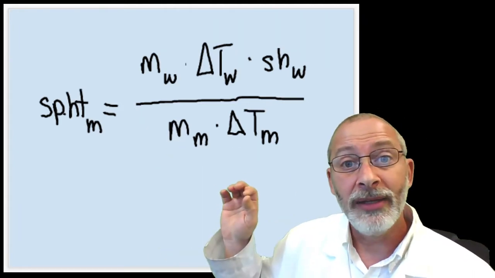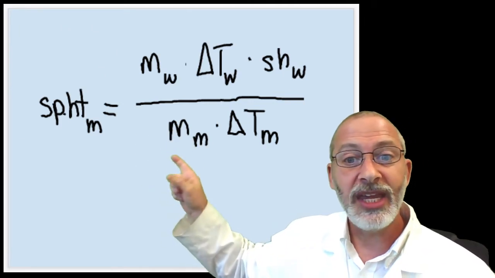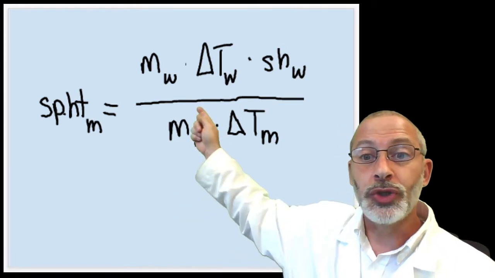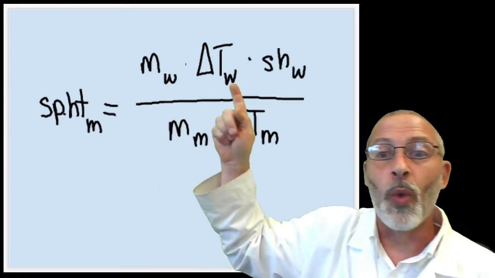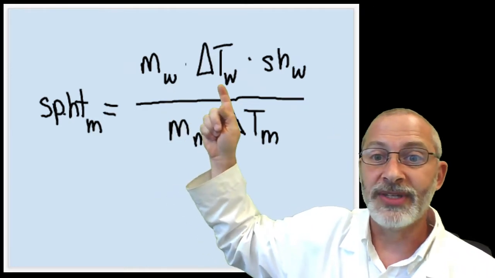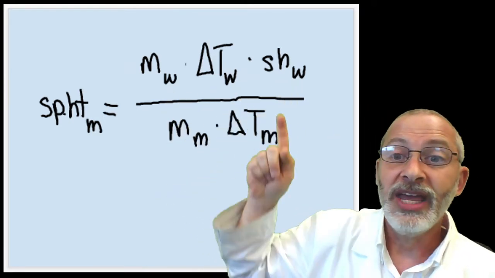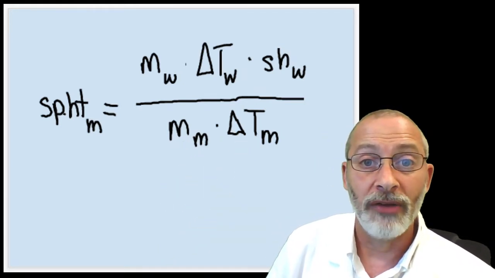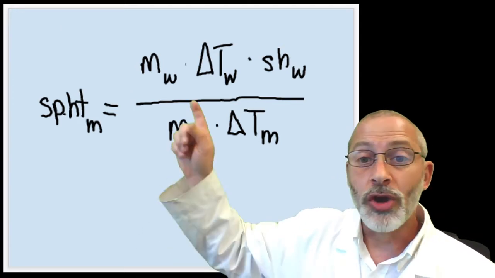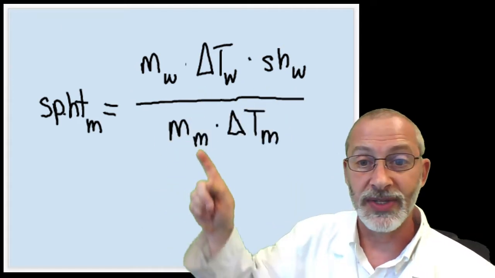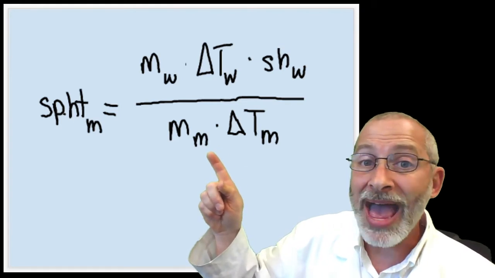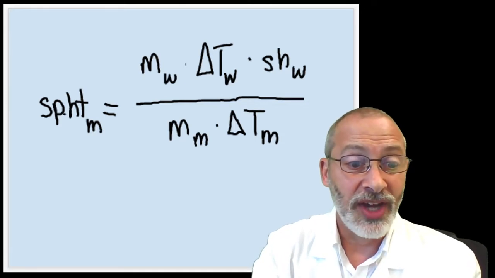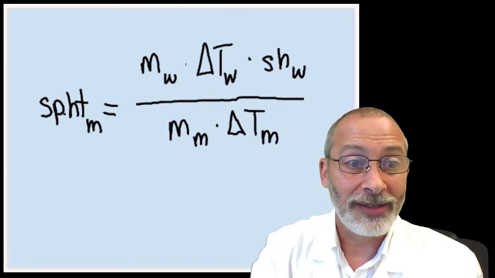The bottom line is this. The specific heat of the metal, that's what we're looking for, is equal to the heat energy of the water, mass times the delta T times the specific heat of the water, divided by the mass of the metal times the temperature change of the metal. That's it. So if we can fill in all of these spaces, we can simply do the math to solve for the specific heat of the metal and see if we have done it right or not.